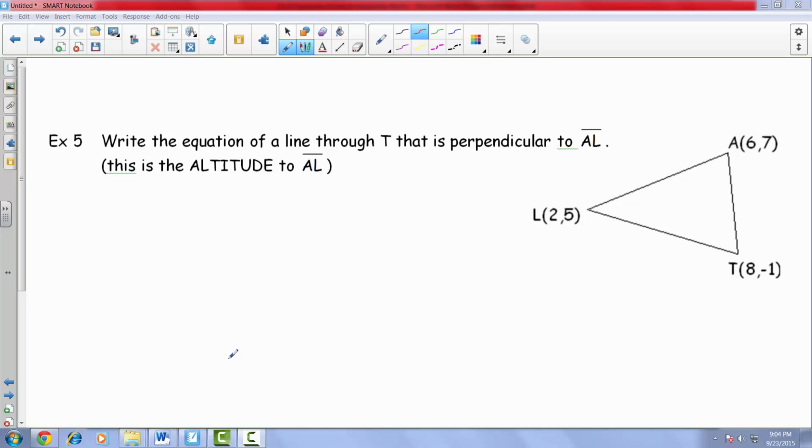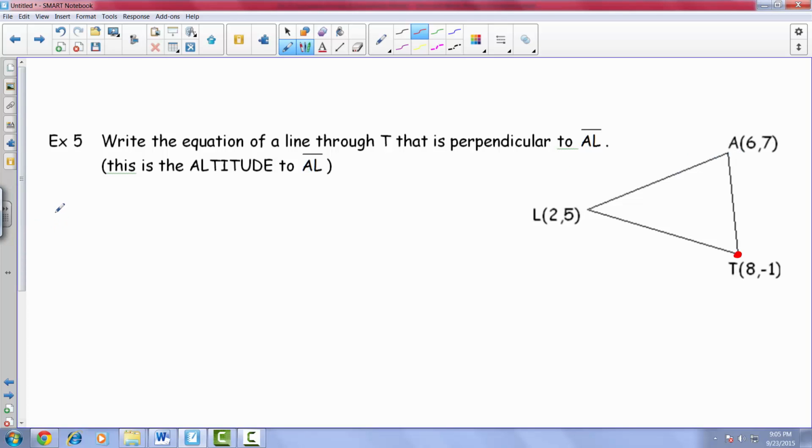Here we are at example 5 from our 2.4, number 2 set of notes. We're supposed to write an equation of a line that's going through this point T, so this guy right here, that is perpendicular to AL, that segment. Now, anytime we have these 2 points, AL, we can go ahead and find the slope of these 2 points.